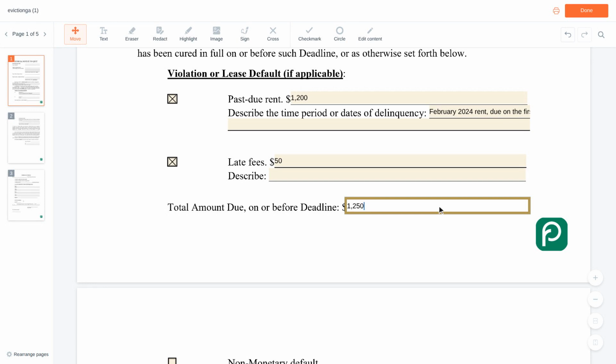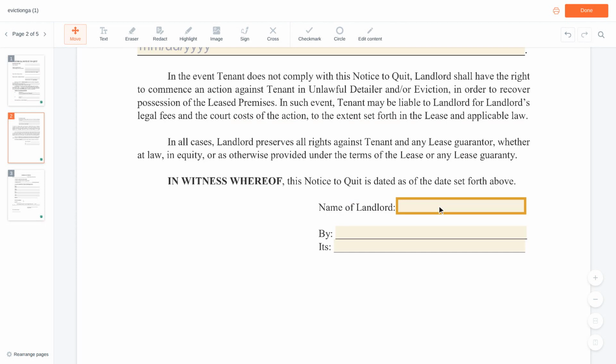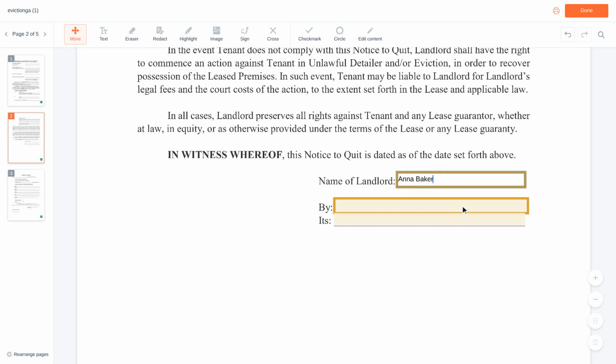Then the signature block. Print the landlord's name, sign on the by line, and add your title on the its line, here owner. The certificate of service records when the notice was delivered, how and to whom, complete it when you actually serve the notice, and use the notary block if your state or your attorney asks for sworn service. Keep a signed copy of everything for your records.